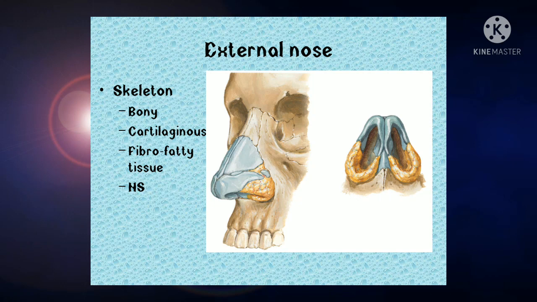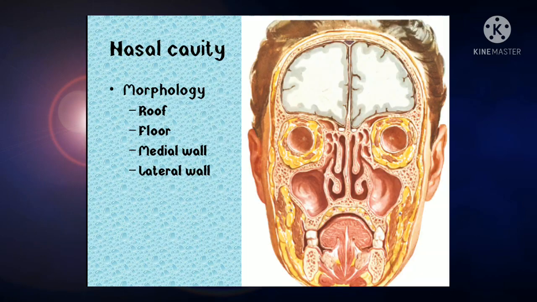The skin over the external nose is supplied by external nasal, infratrochlear, and infraorbital nerves, and its lateral part is formed by fibrofatty tissues. Next, the nasal cavity.